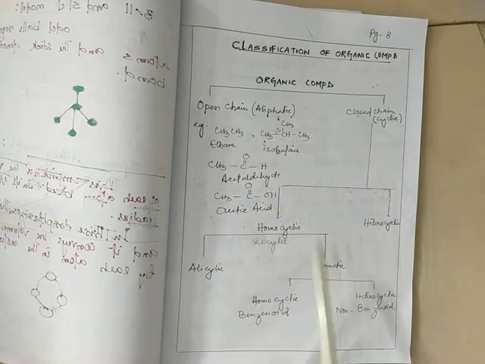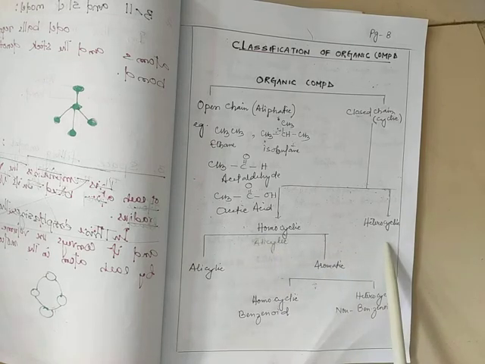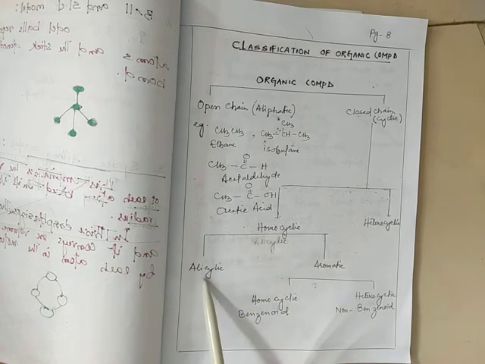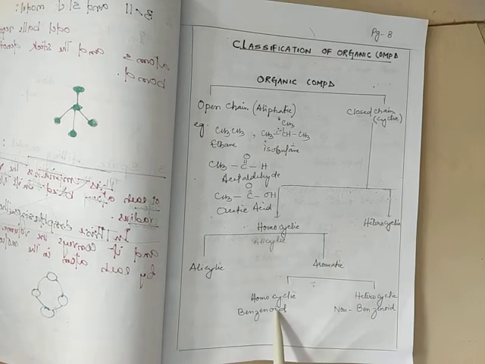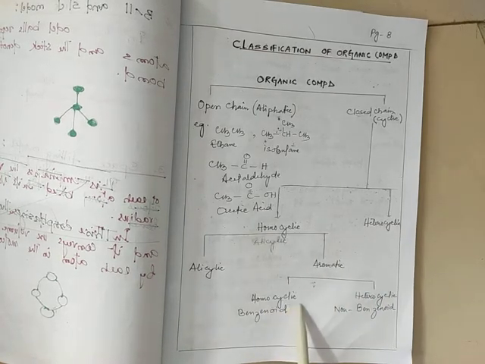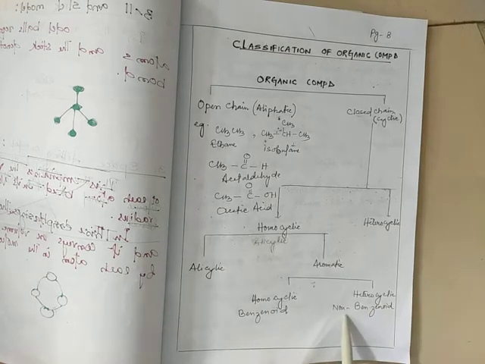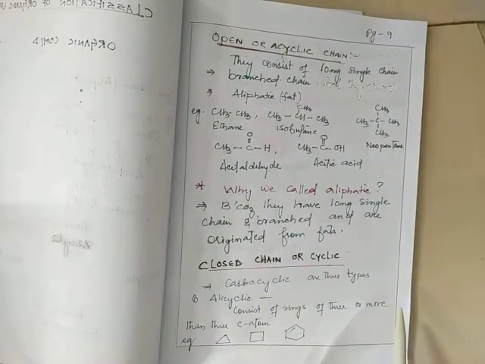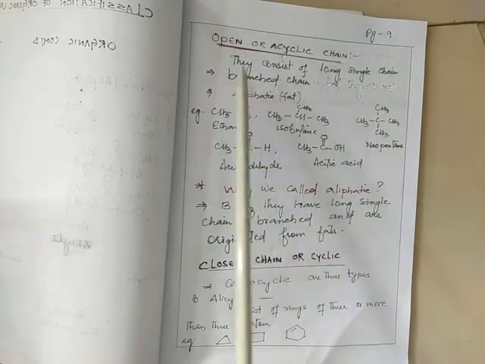Now for closed chain, there are two types: homocyclic and heterocyclic. Homocyclic also has two types: alicyclic and aromatic. Aromatic has two types: homocyclic, that is benzenoid, and heterocyclic, that is non-benzenoid. Now let's see the first one, that is open or acyclic chain, that means open chain.